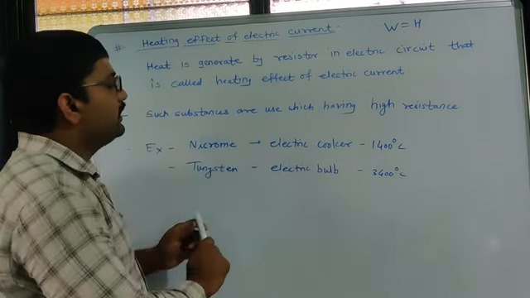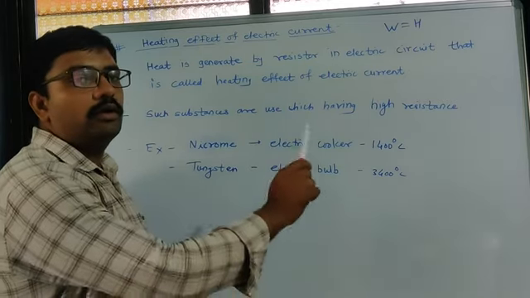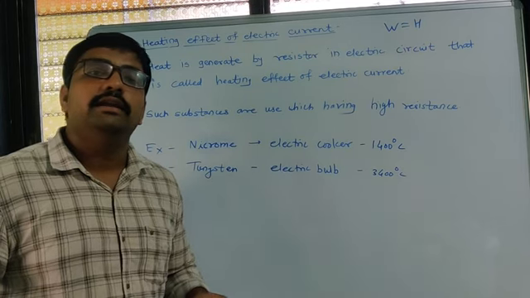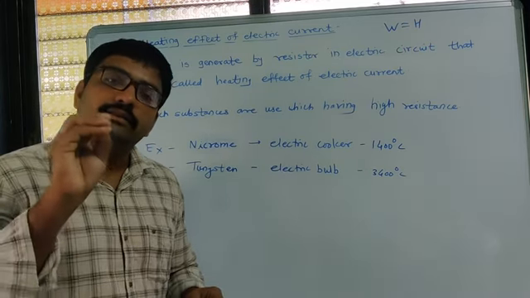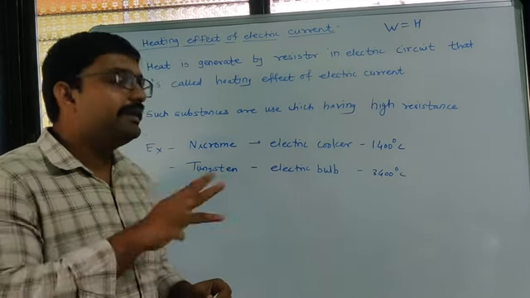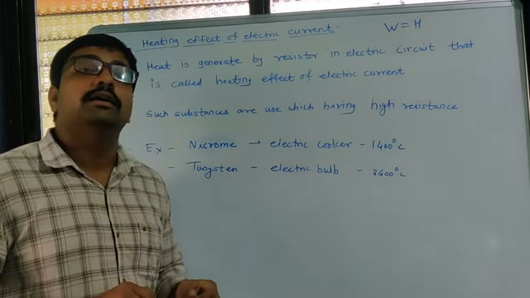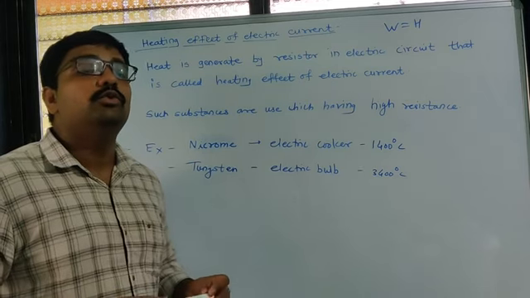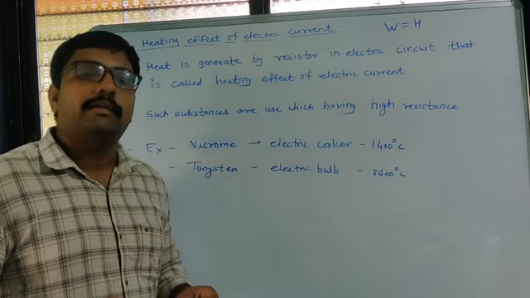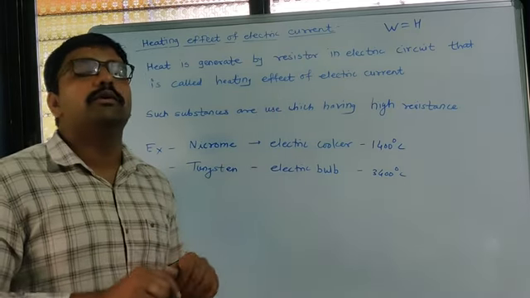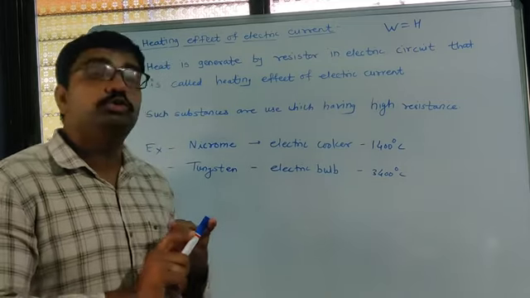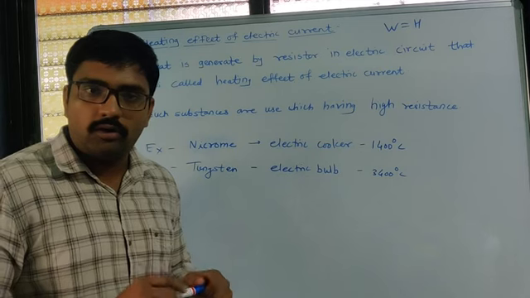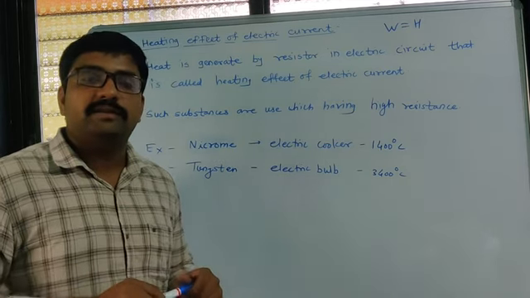Electric cooker, electric bulb, electric water heater: these are some examples of the heating effect of electric current. In these appliances we get heat directly from the electric current. Okay, so up to now you have studied Joule's law of heating, that is H is equal to I square R T. This law gives the energy transfer in an electric circuit.